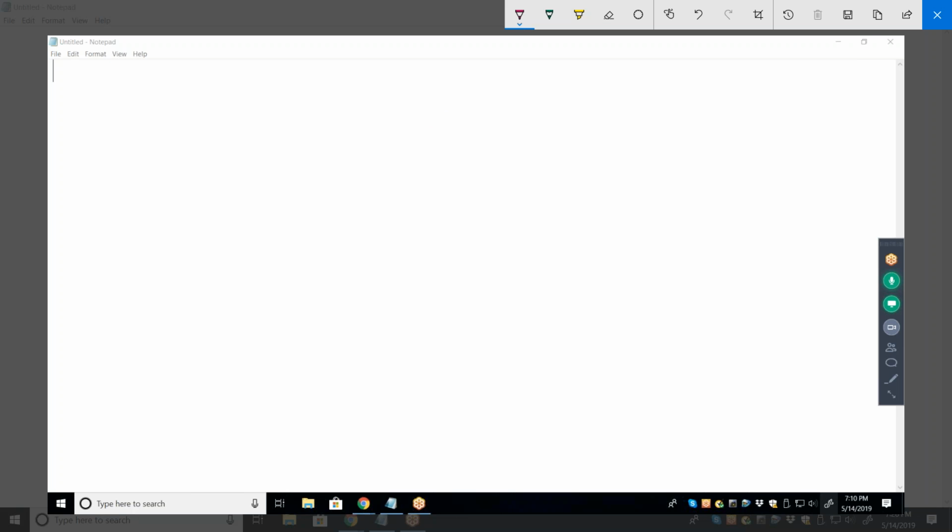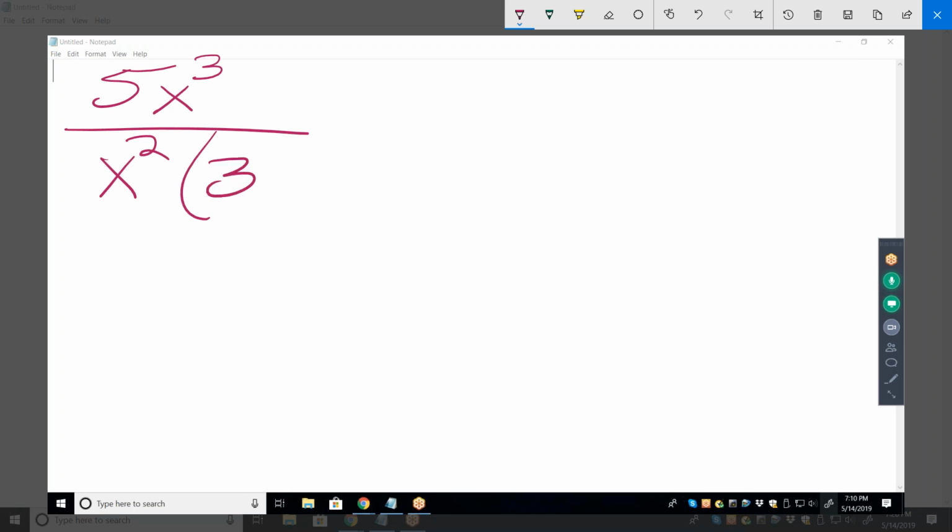Okay. Next one is 5x cubed over x squared times 3x to the 4th over 6x. There's various things you can do to begin this. What first step would you take?